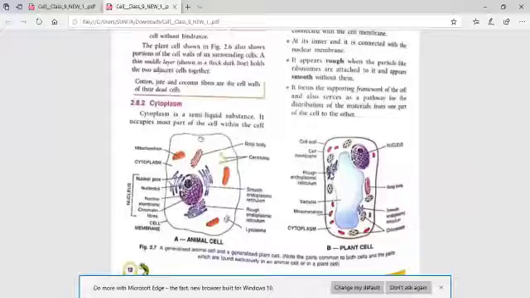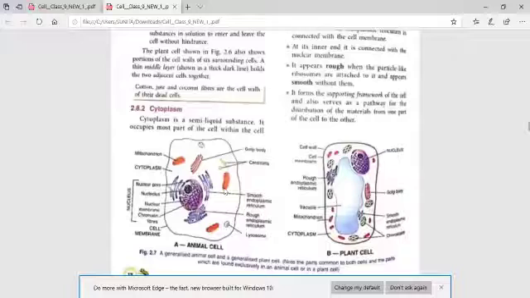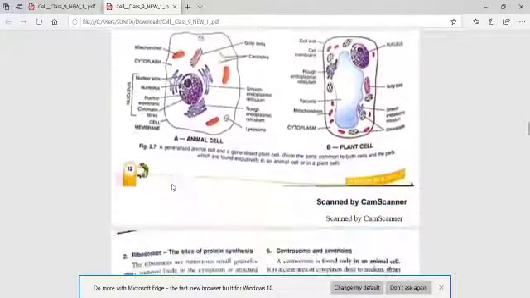Then what is the function of rough endoplasmic reticulum and smooth endoplasmic reticulum? Rough endoplasmic reticulum helps in the synthesis of protein. Smooth endoplasmic reticulum helps in the synthesis of lipid and carbohydrate. So hope you understand. And one more thing is that there is a pathway. You can see in the diagram that whatever material is synthesized from the nucleus passes out with the help of this endoplasmic reticulum. So it serves as a pathway for the distribution of material from one part of a cell to another part.